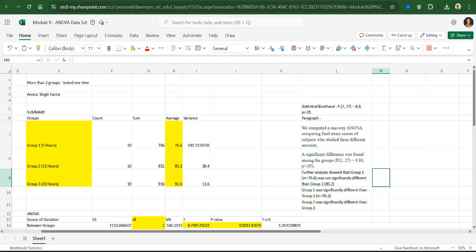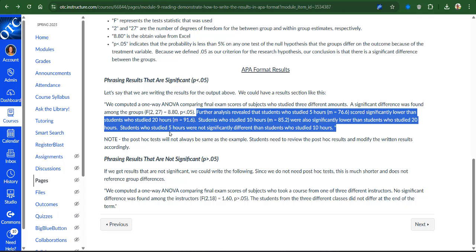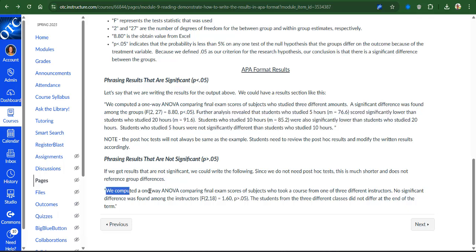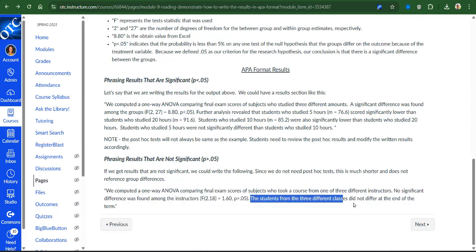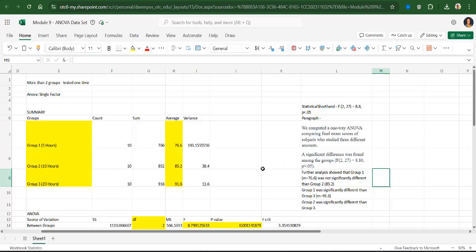If you do not have significant results, you can leave off everything in blue and you just have to say what you did, what you found, and then that the students were not different. Okay, so that's how to write your results in APA format for an ANOVA.